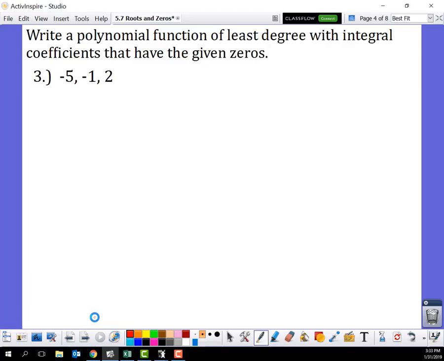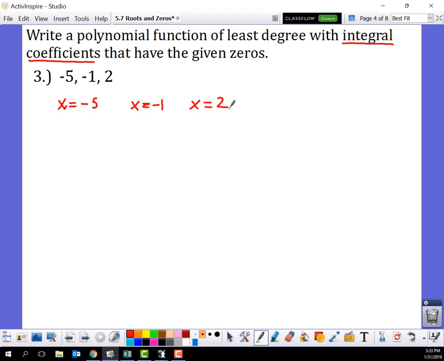Write a polynomial function of least degree with integral coefficients. Integral coefficients just means all of your coefficients should be integers, no fractions. Basically what this problem says is, suppose you have a function where it has a 0 at x equals -5, it has a 0 at x equals -1, and it has a 0 at x equals 2.